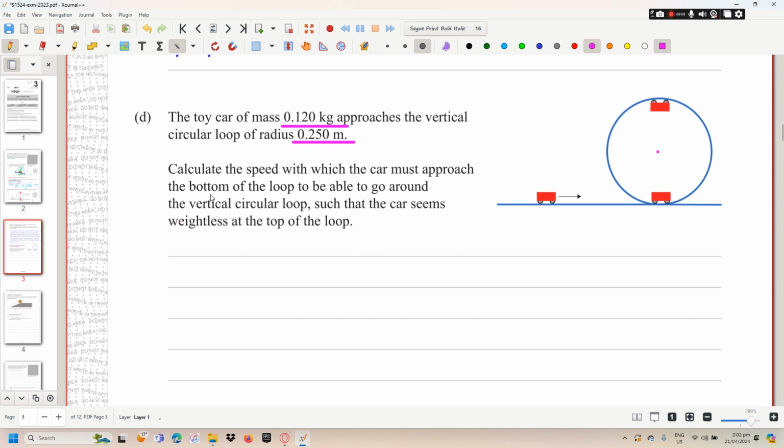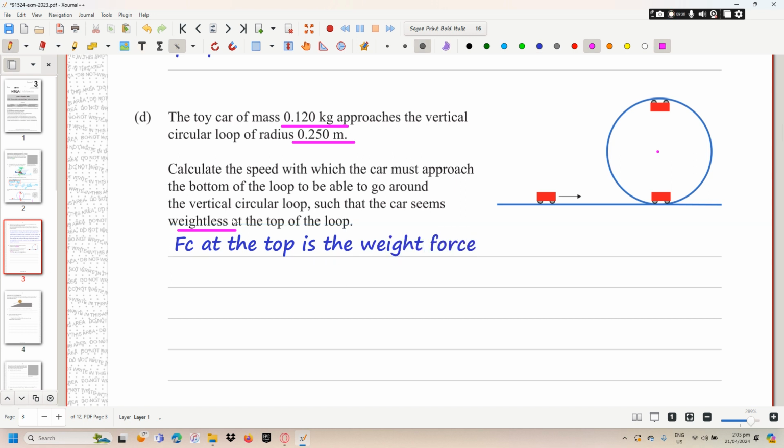Calculate the speed with which the car must approach the bottom of the loop to be able to go around the vertical circular loop, such that the car seems weightless at the top. So, what do we know? We know that the car feels weightless at the top, therefore there's no reaction force at the top. Which means the centripetal force, Fc at the top, is the weight force.